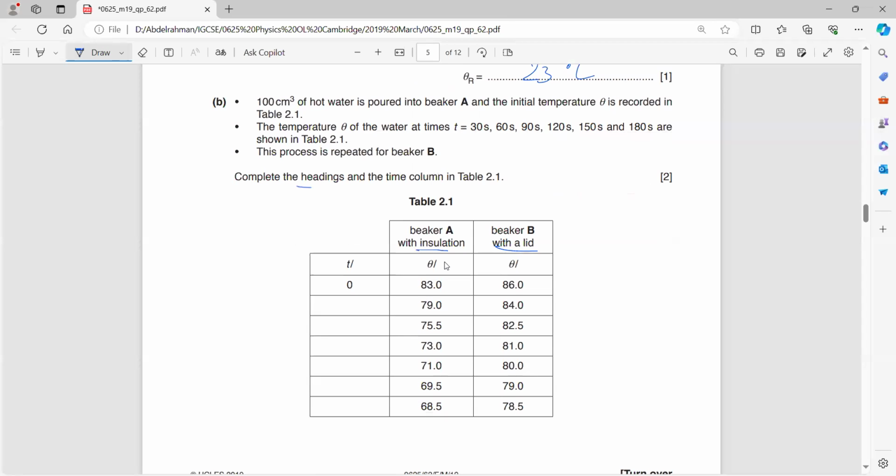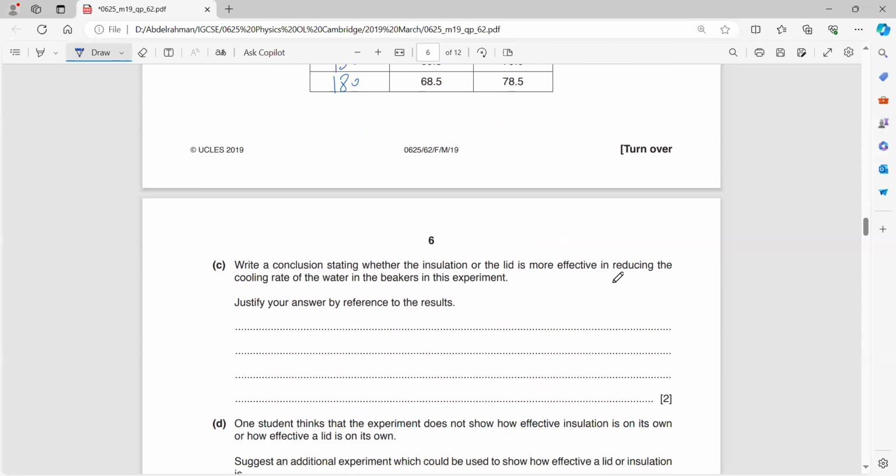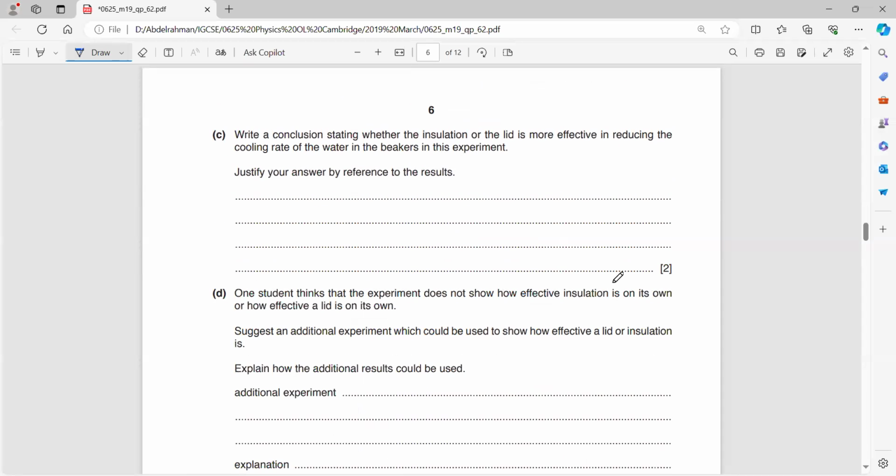We need to complete the headings and the time column. The time is 30, 60, 90, 120, 150, and 180. This is quite easy. The time is in seconds, and the temperature, theta, is in degrees Celsius. Three very easy marks. Right, the conclusion states whether the insulation or the lid is more effective in reducing the cooling rate.